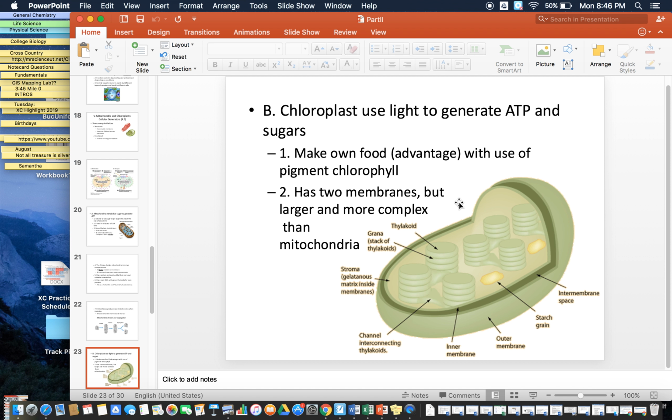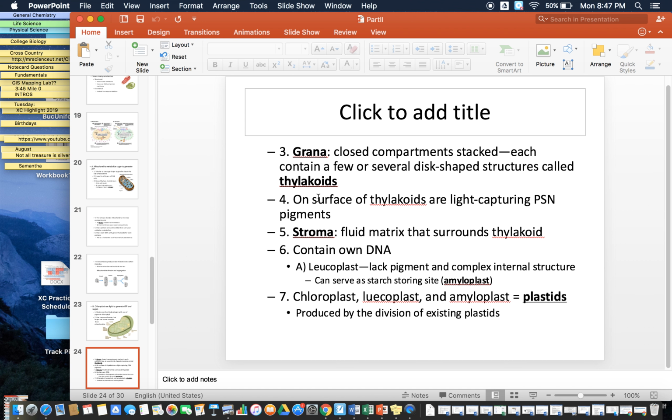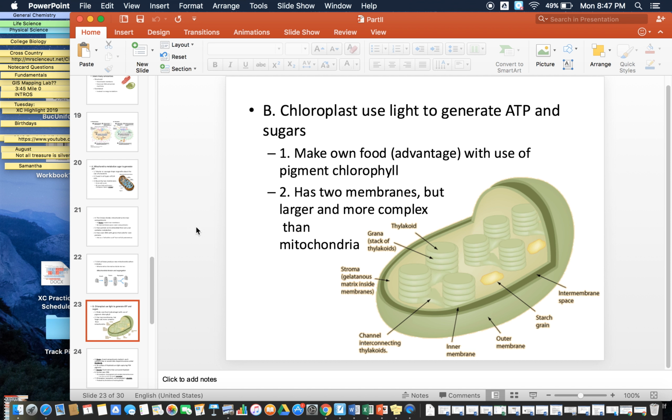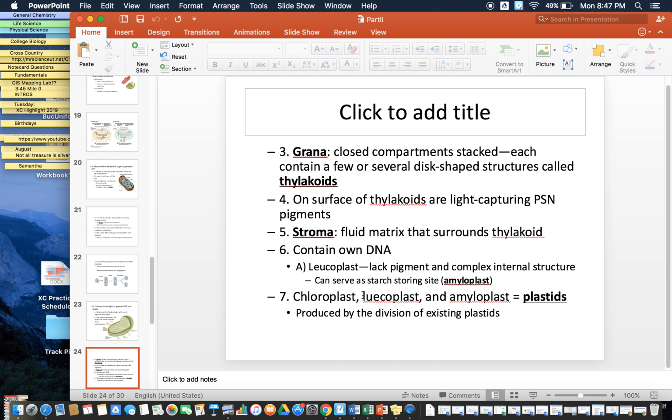It also has two membranes, but it's a little bit larger and more complex than the mitochondria. So here we have the outer membrane, the inner membrane, and then we even have some more folds. So we'll talk a little bit about the thylakoids. When you get a bunch of thylakoids together, you get the grana. So the grana, closed compartments stacked, each contain a few or several disc-shaped structures called the thylakoids. On the surface of the thylakoids is where you will find photosynthetic pigments. The stroma is the fluid matrix that surrounds the thylakoids. If I had to say, it would be this kind of light green color. Chloroplast also contains its own DNA.